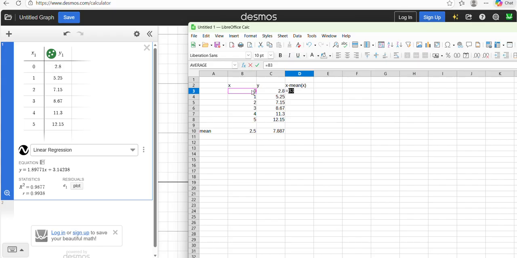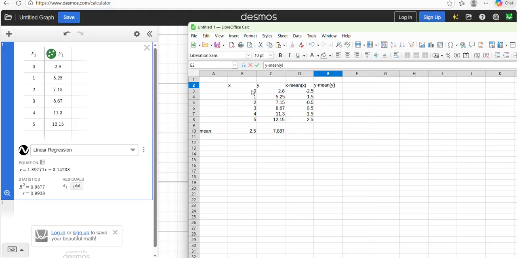This equals this cell minus 2.5, the mean of x. And we can copy this and paste it all the way down. Here we have y minus the mean of y, that would equal the first cell of y minus the mean of y, 7.887. And again, we can copy and paste this all the way down.